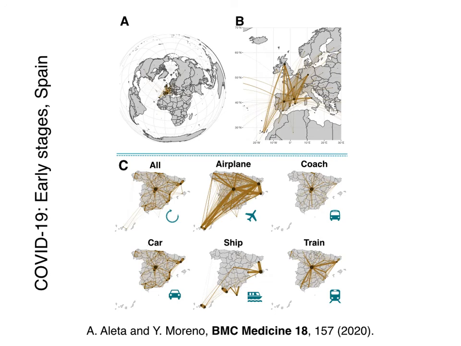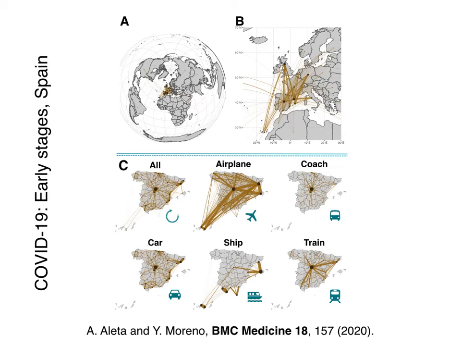The second study that we did involved the early stage in Spain. Again, it is data-driven, and what we implemented here is, again, a metapopulation model in which each subpopulation corresponds to a province in Spain. We have 52 of these, and we were able to gather data about origin-destination matrices of how people move between these provinces, disaggregated by transportation mode. So we got data about how people move by airplane, coach, car, ship, and train.